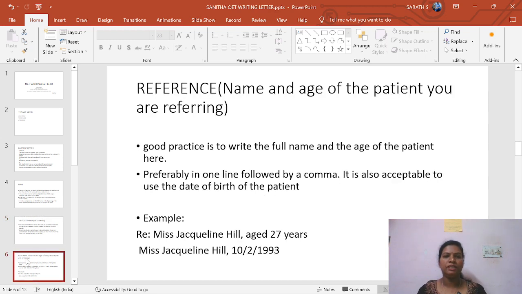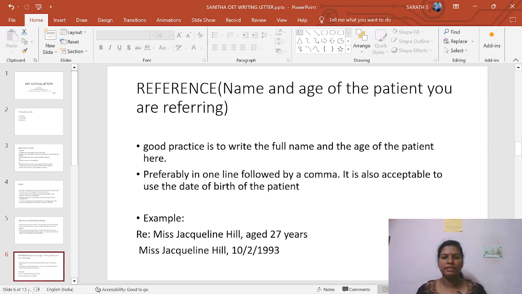Next, we have to write the reference. Reference means the name and age of the patient you are referring. Which patient you are referring, you have to write the name and age of the patient. Good practice is to write the full name and the age of the patient, preferably in one line followed by a comma. It is also acceptable to use the date of birth of the patient, if you know it.